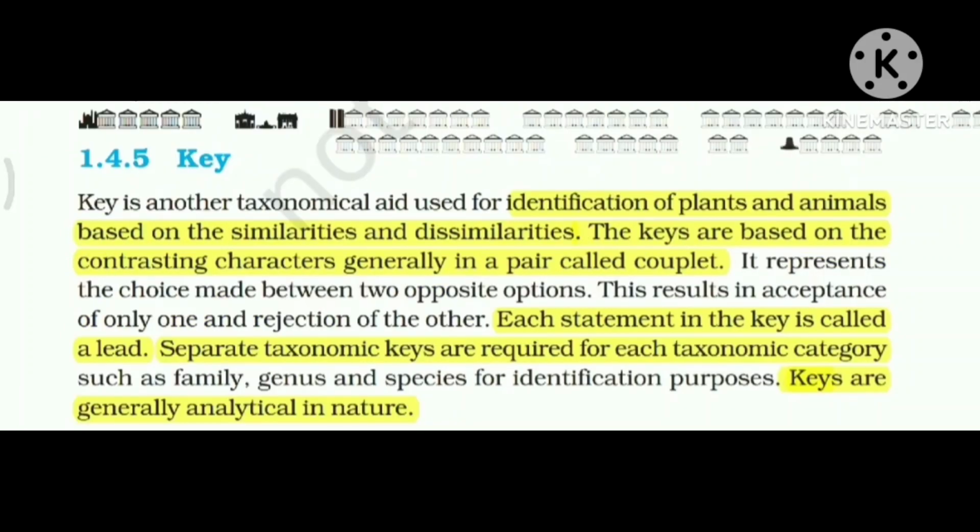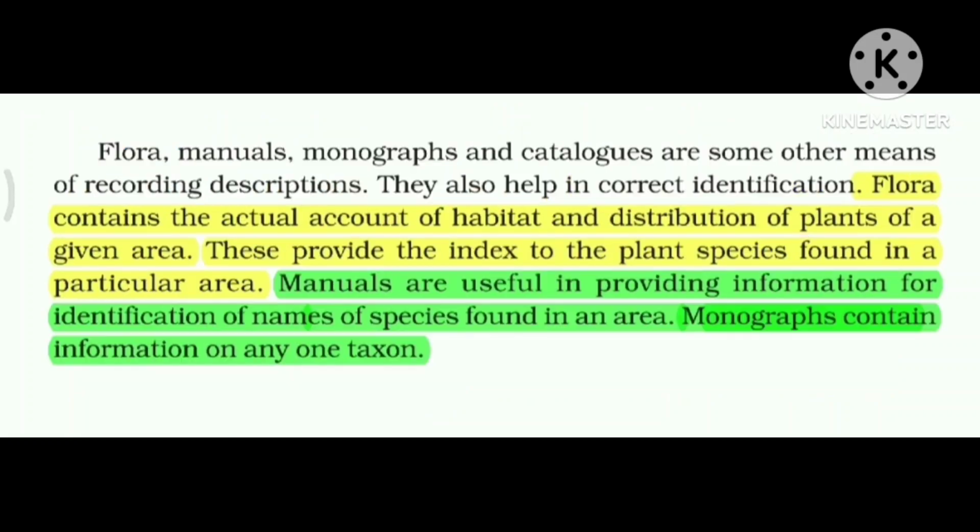Then we move further to key. This is a taxonomical aid used for identification of plants and animals depending upon their similarities and dissimilarities. The contrasting characters are generally paired, which is called a couplet. The statements in the key are called leads. We talk about flora, manuals and monographs, which help in correct identification.